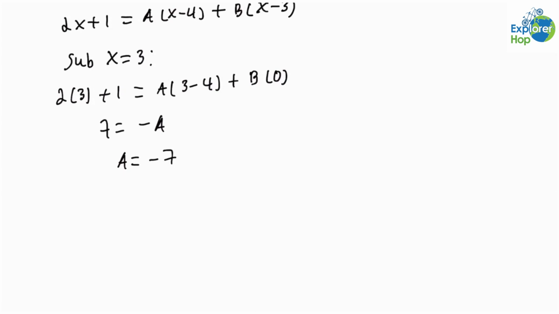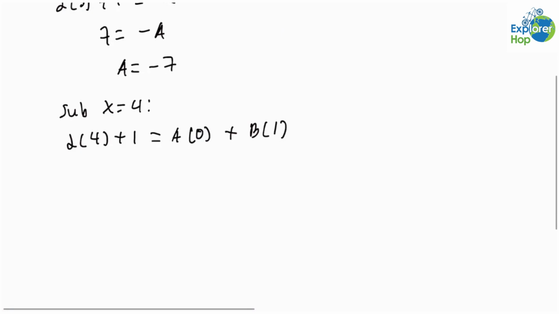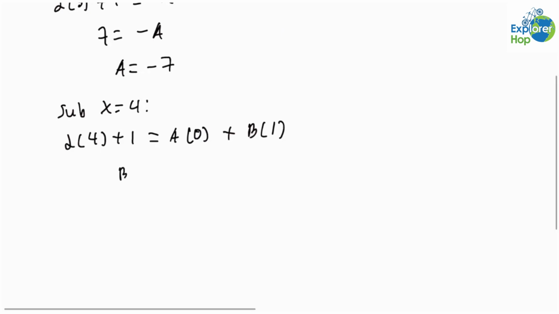Now we sub in the other root, x equals 4, to find B. And we get 2 times 4 plus 1 equals A times 0 plus B times 4 minus 3, which is 1. And this means that B is equal to 9.